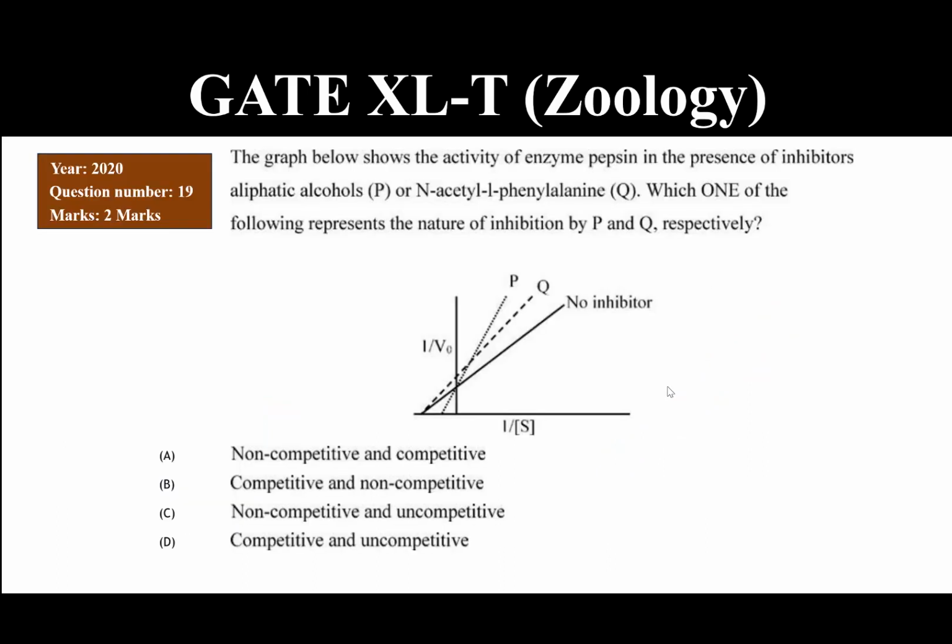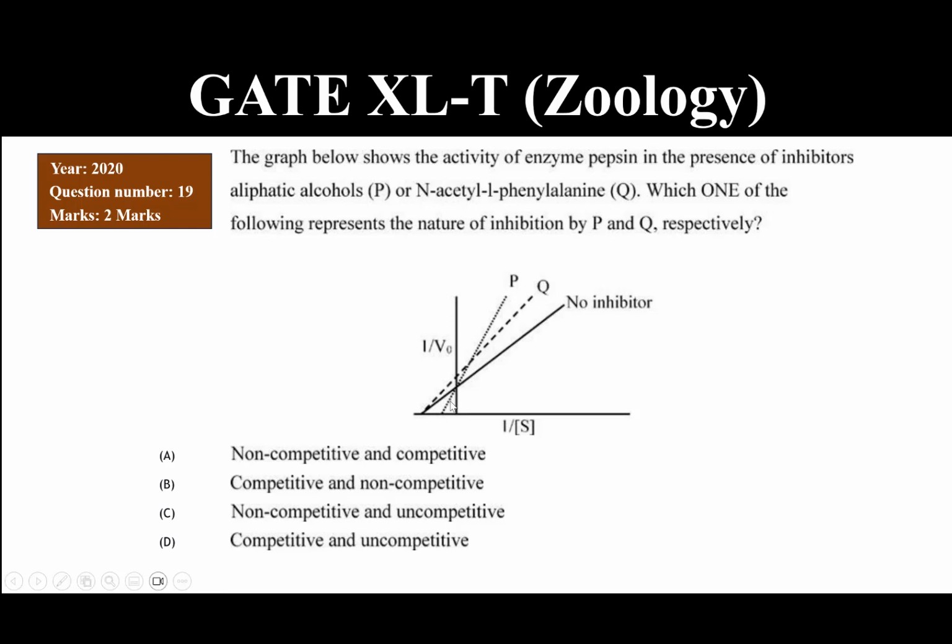So now we move on to the question and we look individually at each of the inhibitors. For P here, you can see that the 1 by Vmax value is constant while the -1 by Km value decreases. So this means that the affinity has reduced while the Vmax remains constant. This is a characteristic of competitive inhibition.